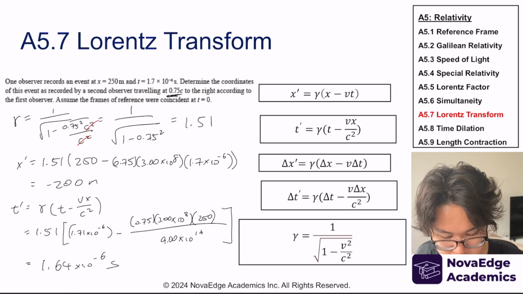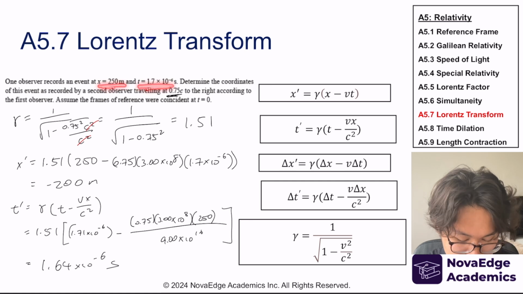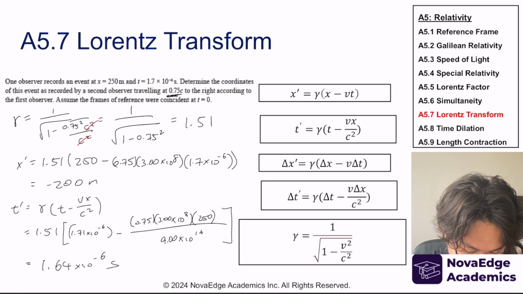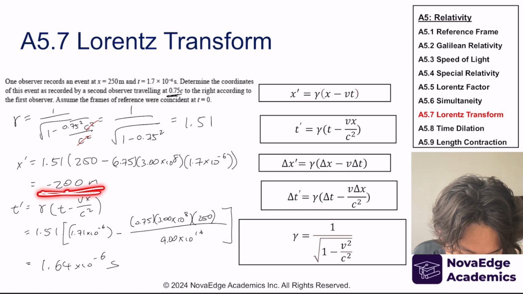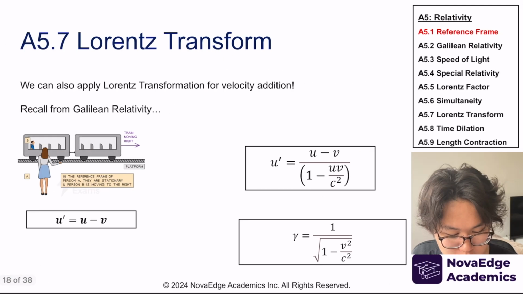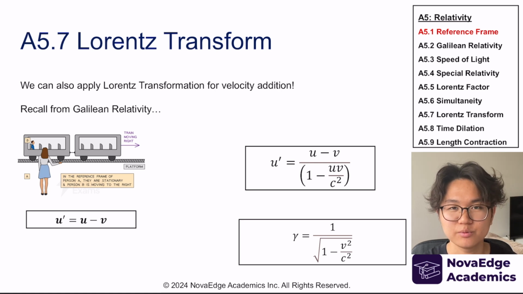Okay, I hope you got the same thing. Again, just to summarize, from the perspective of reference frame S, the event is occurring at 250 meters and time equals this. From another person's perspective, it's happening at negative 200 meters and this seconds. Okay? We can also do Lorentz transform for velocity. If we can do position and time, we can of course do change in position and change in time, and then we can also find the velocity, right?